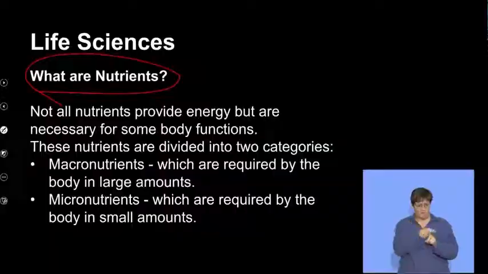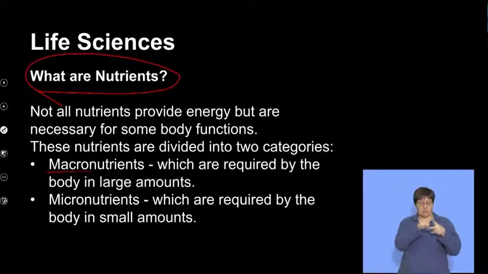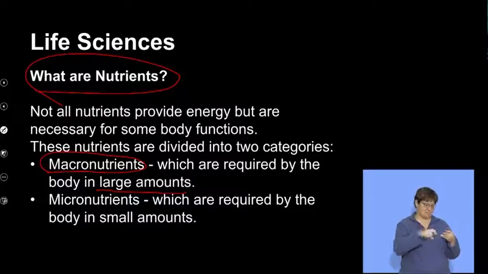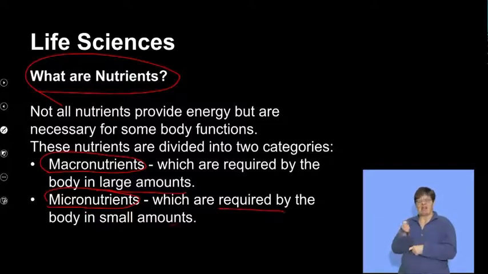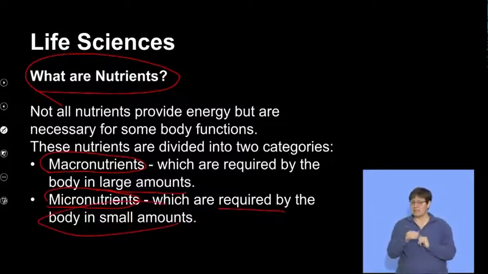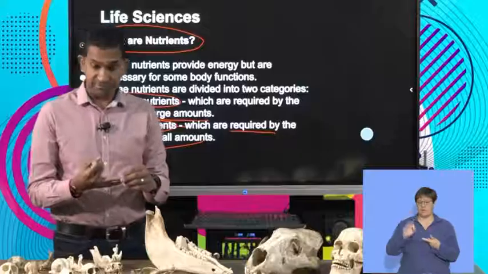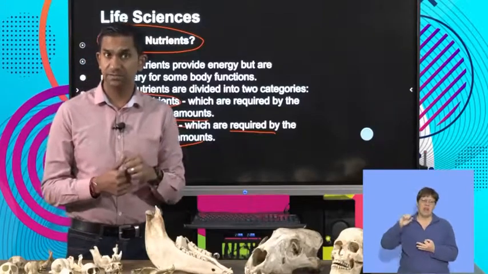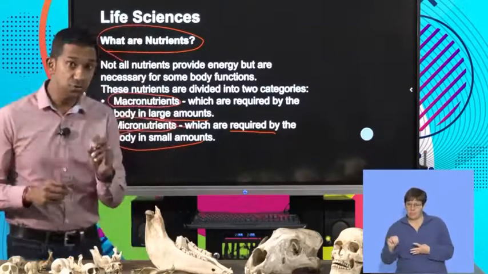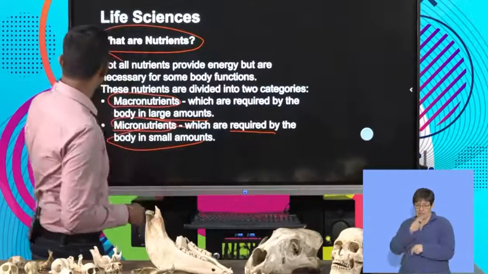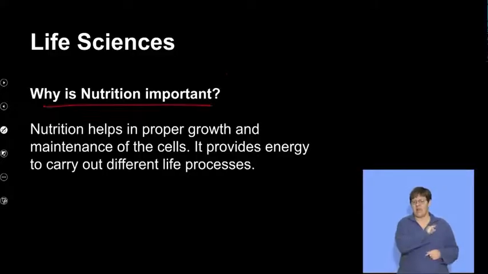We also need nutrients that are required in relatively small amounts. So we unpack nutrients into two groups: your macronutrients, and these are generally required in larger quantities. So in terms of your proteins, your carbohydrates, your fats and lipids. But we also have micronutrients, and these are required in relatively small amounts by the body and are essential. So if we talk of iodine, phosphorus, magnesium, calcium, potassium, these are required in small amounts but are crucial for our metabolism.